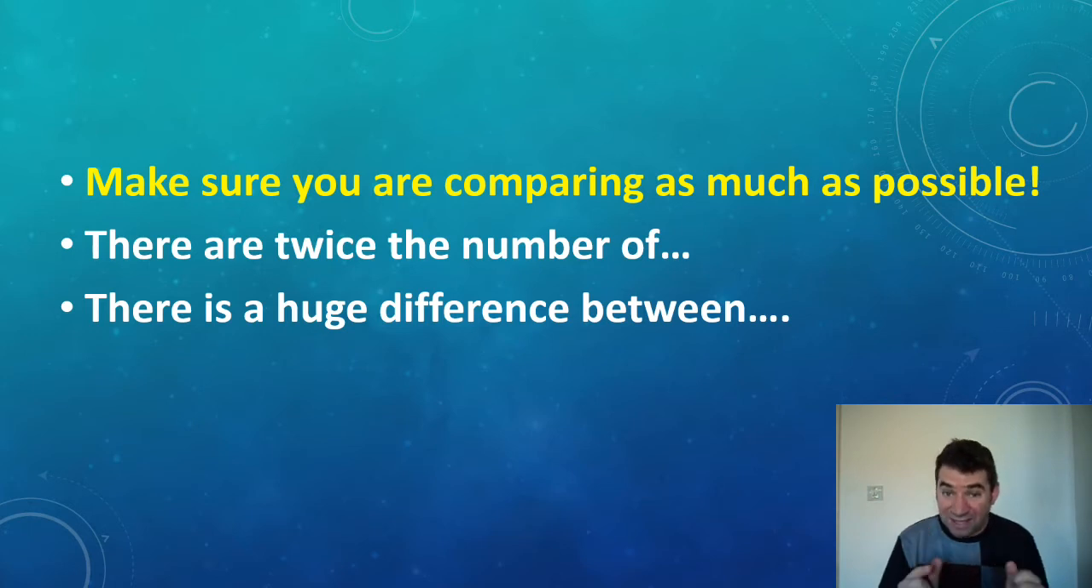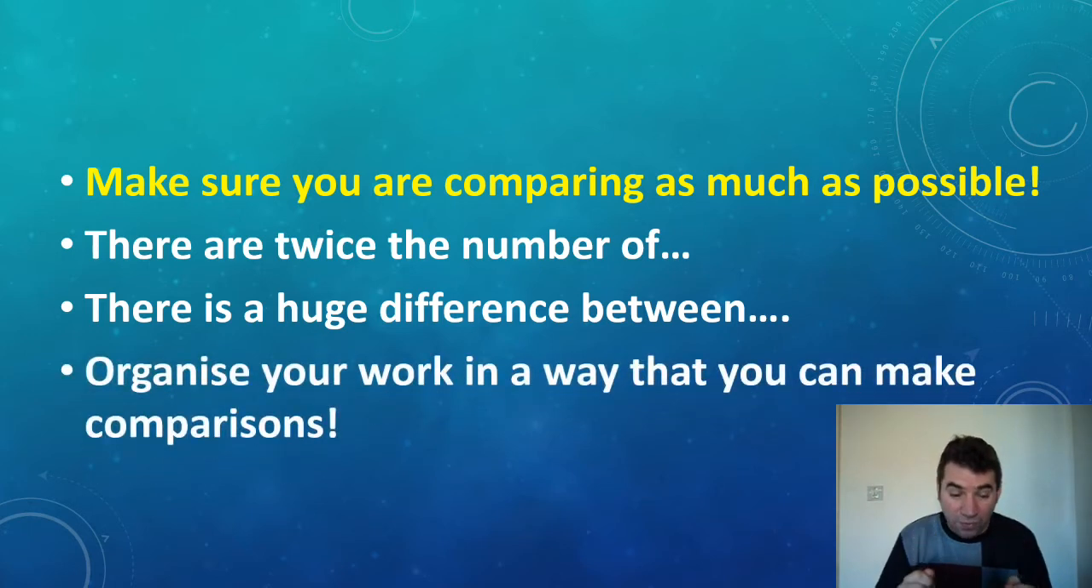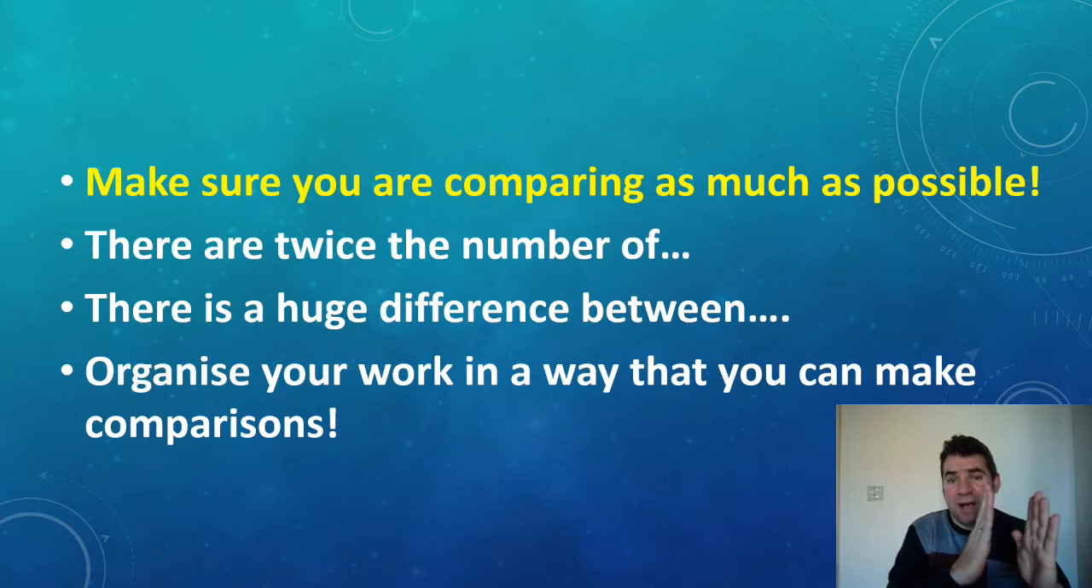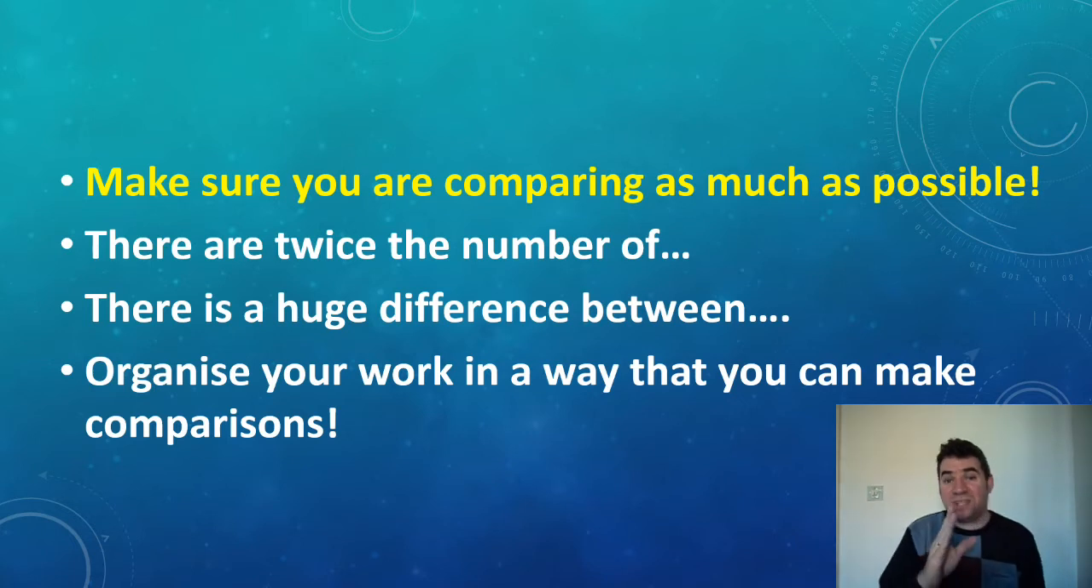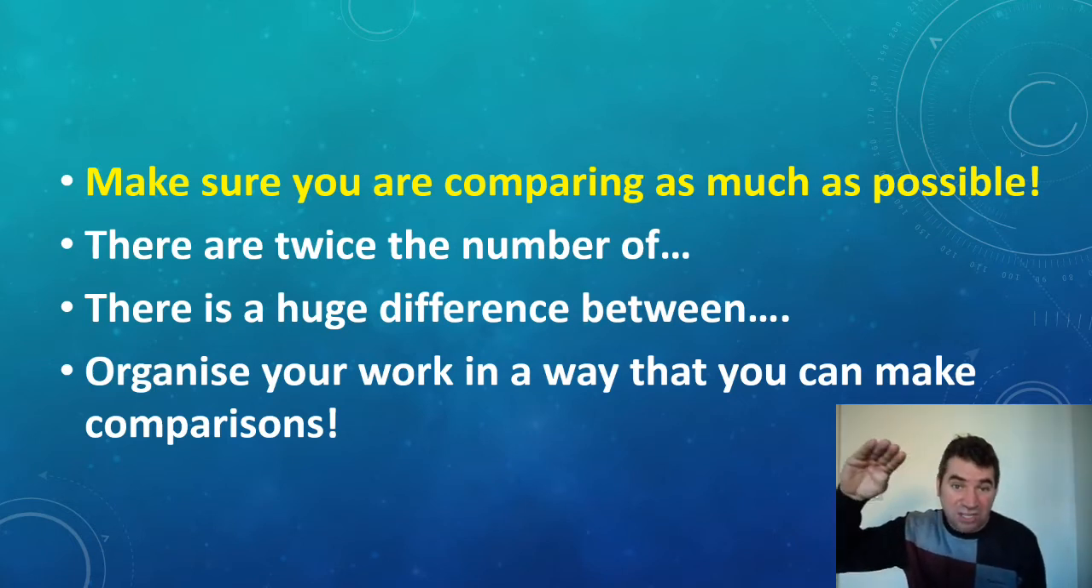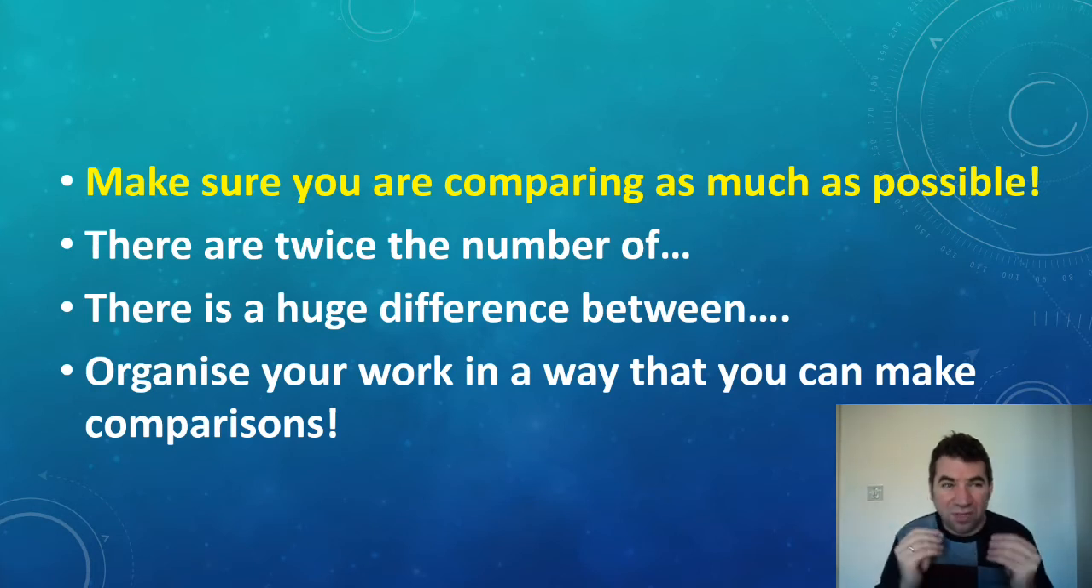As well as this, and I think this is the really important thing, organize your work in a way that you can make comparisons. Now, let's say you've got a graph showing how something increases over months, like January, February, March, April, May, July, over a year. If you want to make comparisons, you could talk about how something is changing, or you could do it by month. You've got to think, how can I organize my work in a way that will allow me to make comparisons easily? And there's always one way of doing that.